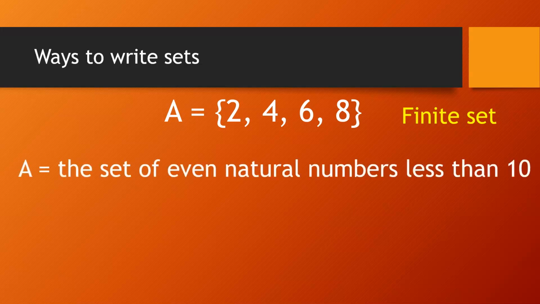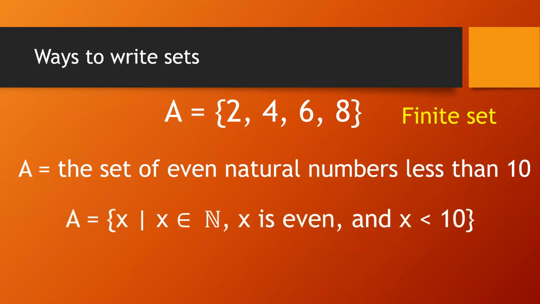If we write this set using descriptive notation, we would write A equals the set of even natural numbers less than 10. And if we write it using set builder notation, we could write A equals the set of all x such that x is an element of the natural numbers, x is even, and x is less than 10.